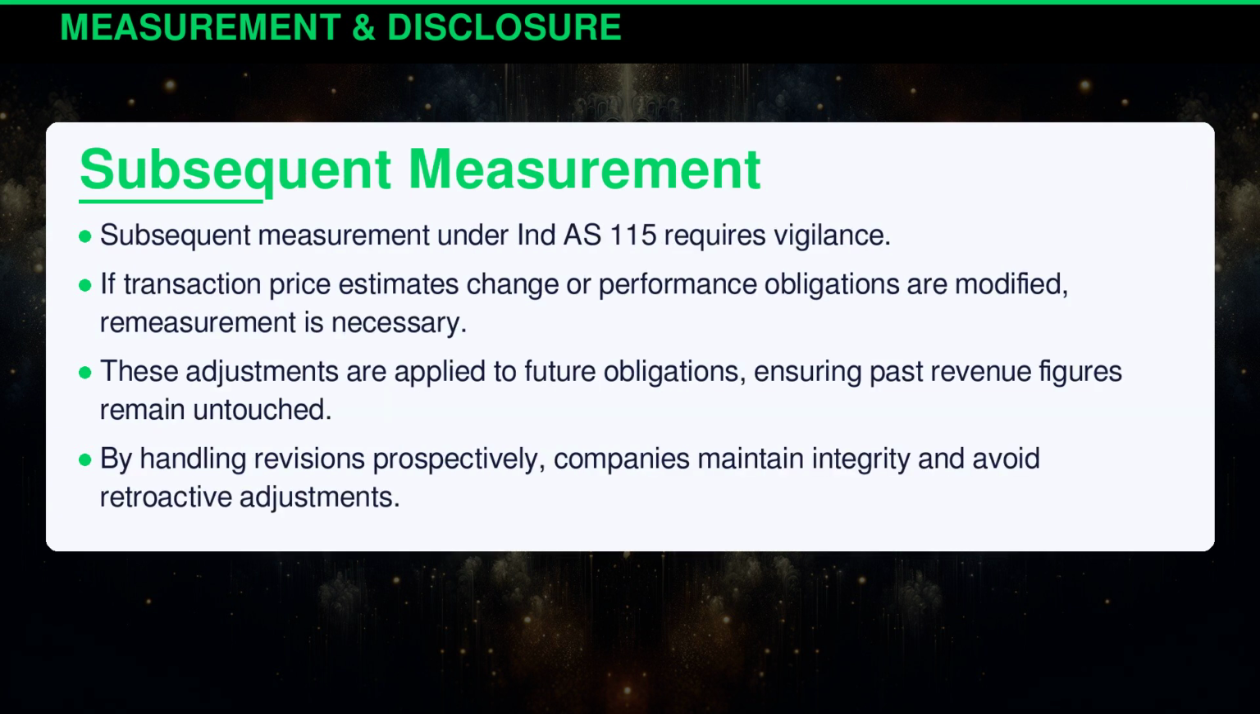Subsequent measurement under Indian Accounting Standard 115 requires vigilance. If transaction price estimates change or performance obligations are modified, remeasurement is necessary. These adjustments are applied to future obligations, ensuring past revenue figures remain untouched. By handling revisions prospectively, companies maintain integrity and avoid retroactive adjustments.